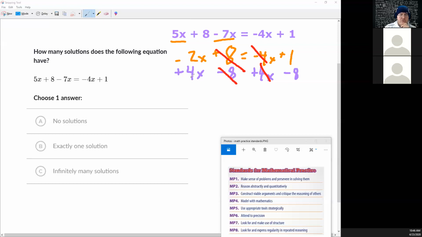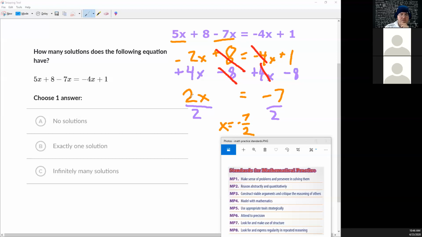Negative 2x plus 4x would be positive 2x. And then 1 plus negative 8 would be negative 7. So I can divide both sides by 2. And it turns out that x is equal to negative 7 halves.